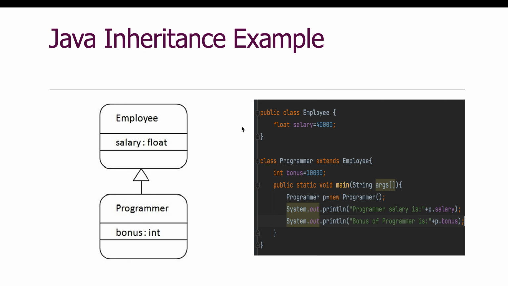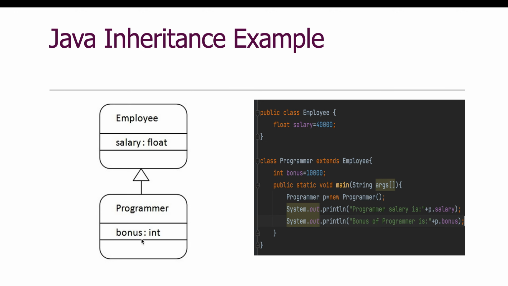So if you take the example in Java, something like this, you will define the employee class, define the float type of the salary, some value, and then the programmer class definition would be class Programmer, then the extends keyword, and then the Employee class. And let's say it has some property like bonus of type int and some value, right?